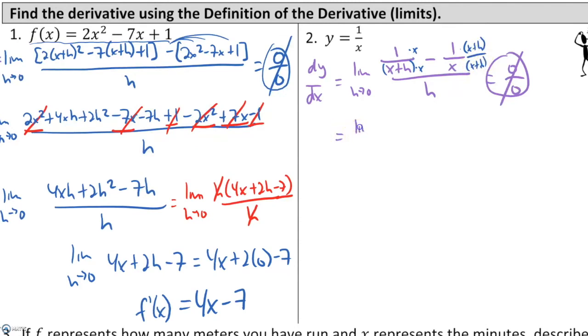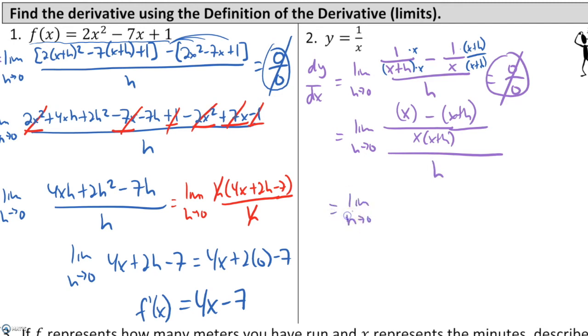And I will get the limit as h goes to 0 of x over x times x plus h minus x plus h all over h. And now let's start simplifying some things. So the limit as h goes to 0, well, x minus x plus h, those x's are going to cancel out. Just be careful here, so I'm doing a minus that positive h, so I'm going to have minus h all over x times x plus h, and this is going to be divided by h.